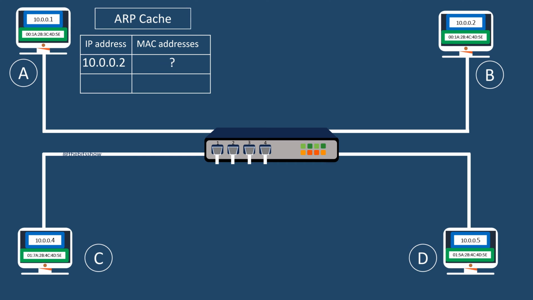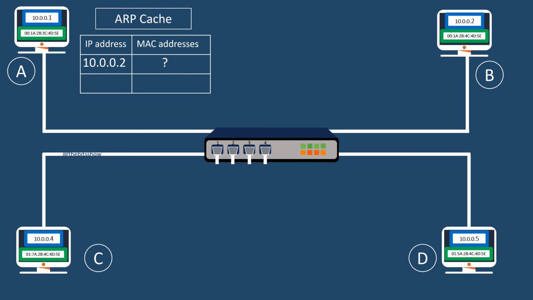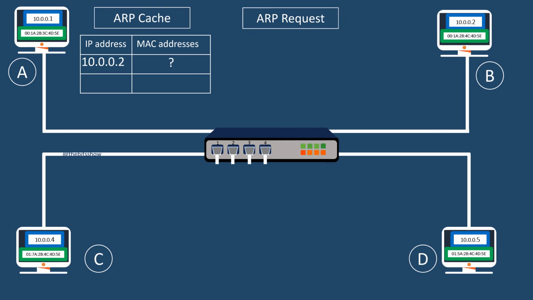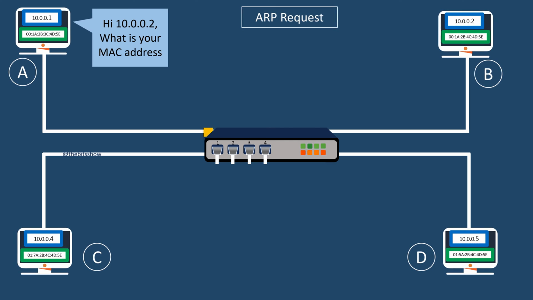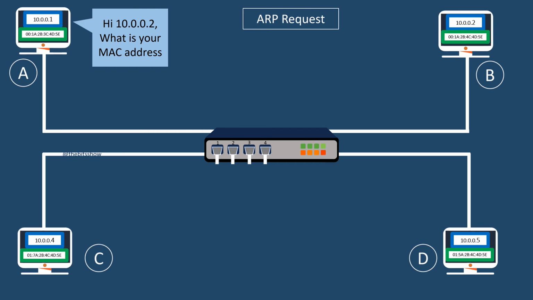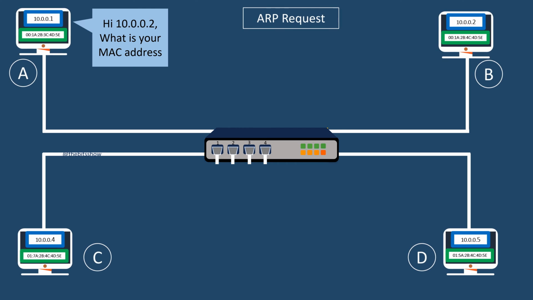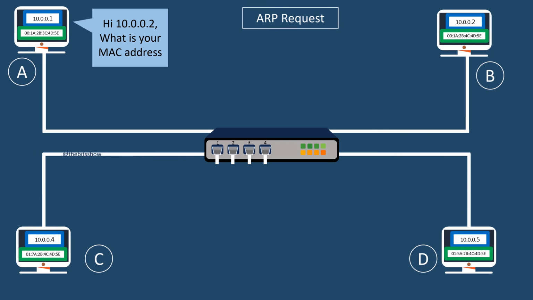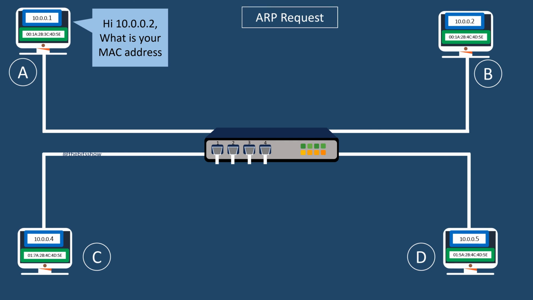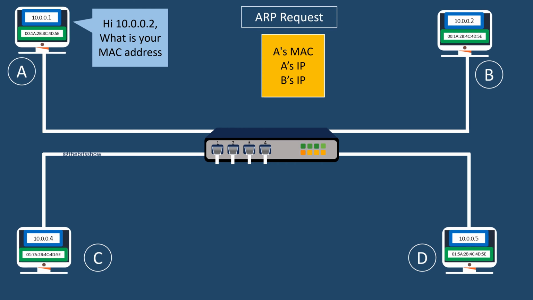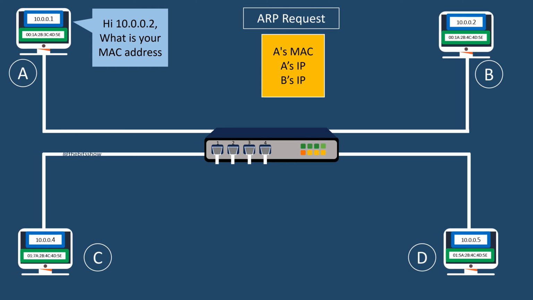To get B's MAC address, computer A initiates an ARP request by broadcasting a packet onto the LAN, like asking, "Hi, 10.0.0.2, what is your MAC address?" This ARP request will be sent to every other computer in the LAN. In this ARP request, computer A includes its own MAC and IP addresses along with computer B's IP address.